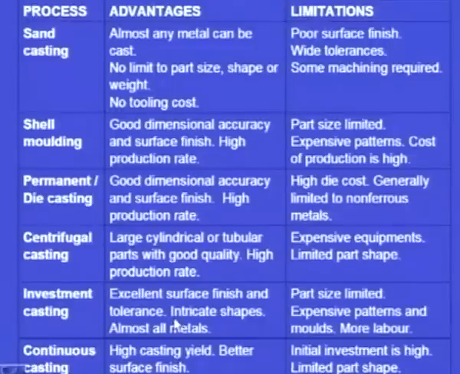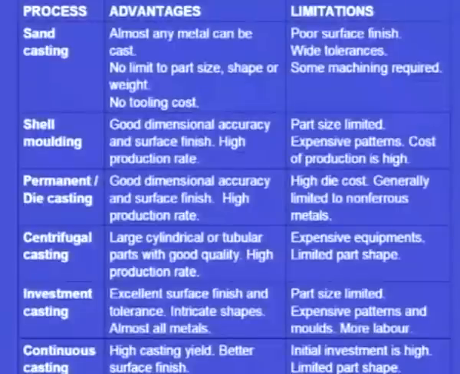Investment casting: the advantages are excellent surface finish and excellent dimensional tolerance, and very complex, intricate shapes can be obtained. It can be used for almost all metals. The limitations are part size, only small castings we can make, and expensive patterns. Every time we have to make an investment wax pattern, and that wax pattern is only for one time, only for making one casting. So the patterns are expensive, more labor is required, and the process is also slow.